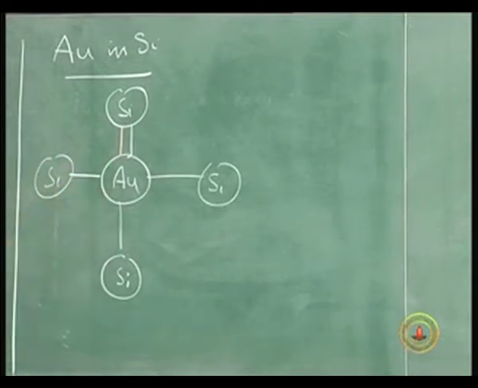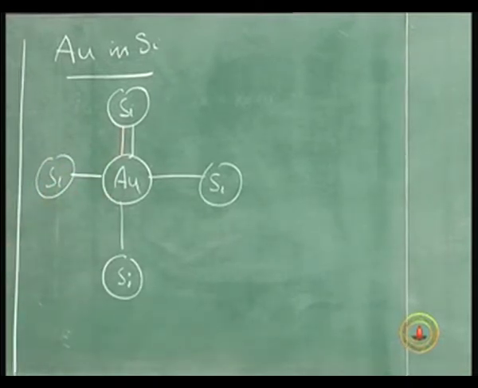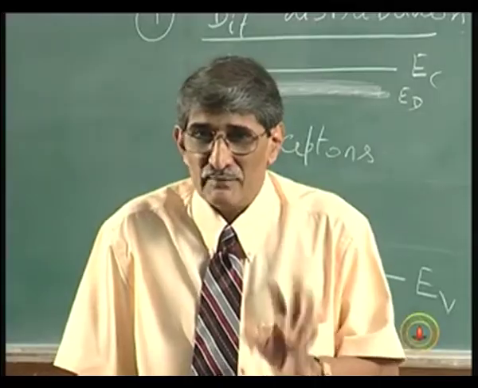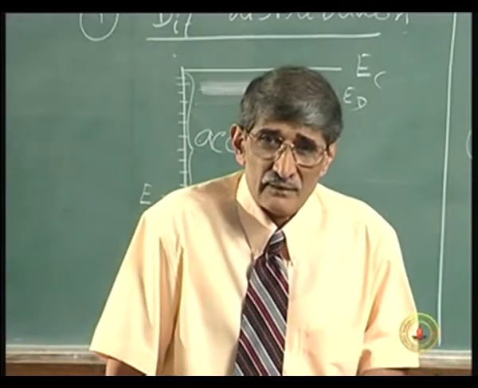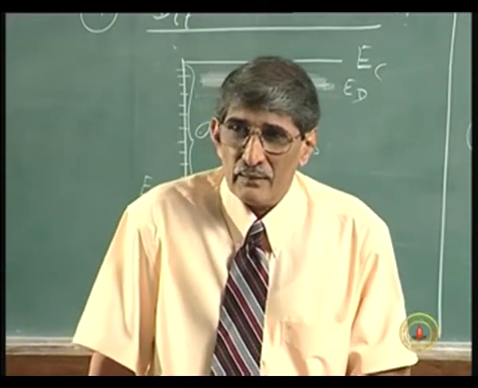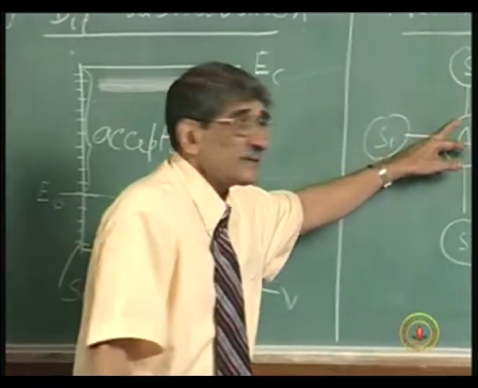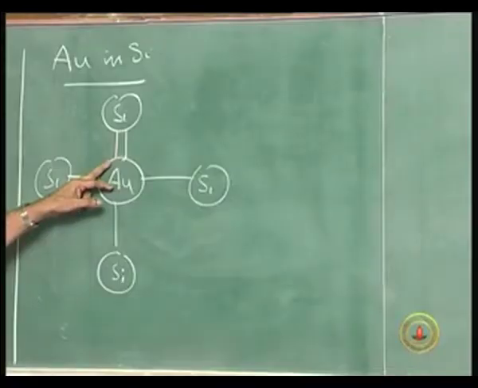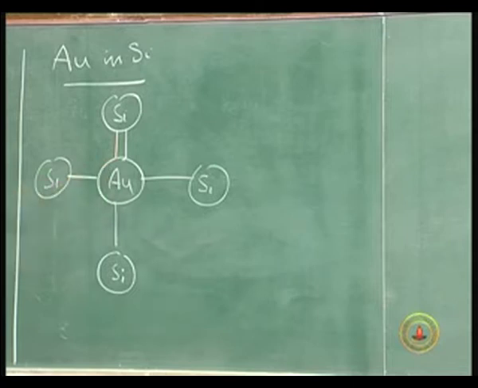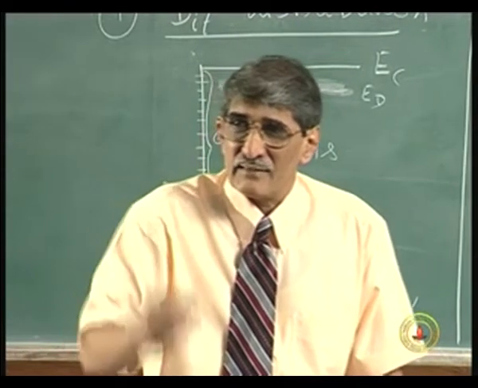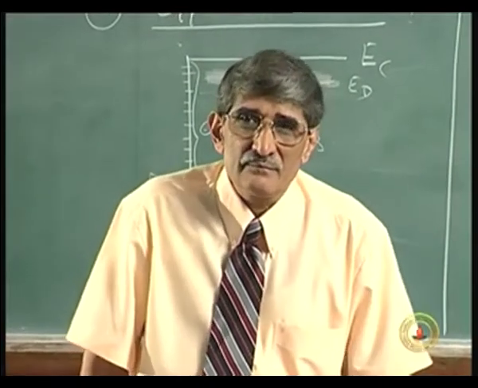Now, this gold can behave the way it likes, in the sense, depending upon the situation. It is again an amphoteric material, gold in silicon. It can behave as an acceptor or a donor. Now, let us see, this can donate this electron. Now, to donate this electron, you must remove the electron and take it to the conduction band. How much energy will be required?